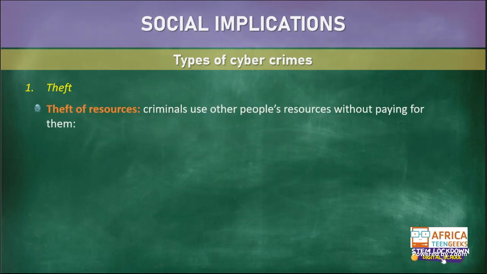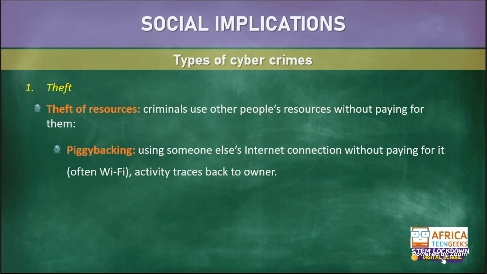Then we have theft of resources. Criminals also use other people's resources without paying for them. This is the norm today, where if you have, as an example, Wi-Fi at home, your neighbors can also steal it without your knowledge. There are various apps on, we can say, Google Store, on the App Store, that can be freely downloaded, and then people can misuse them by gaining access into other people's networks. So we have what we call piggybacking, that is using someone else's internet connection without paying for it, often through Wi-Fi.